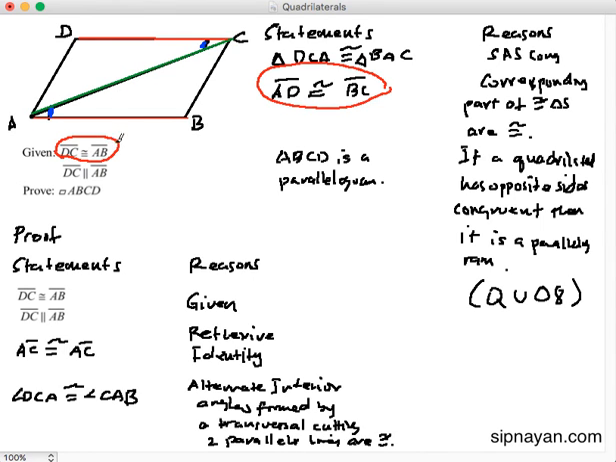So if both pairs are congruent, then by QU08, by the theorem in QU08. By the way, baka nagtaka kayo kung ano to. Ito yung code ng video natin, yung una. QU08 and then the title. By QU08, by the theorem in QU08, this is a parallelogram.